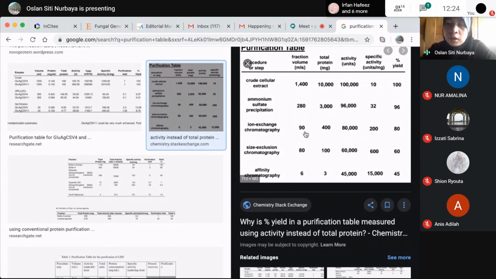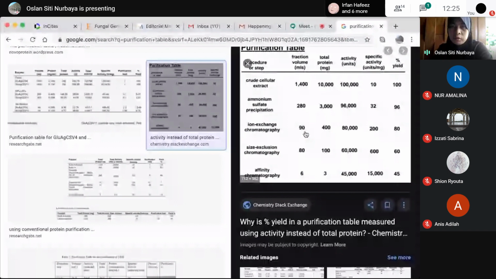For ion exchange chromatography, you have the peak after the elution, when you start to apply your high salt concentration. If you have 18 tubes, each tube has 5 mil, so the total fraction will be 90. 18 multiplied by 5, you get 90. This is how you calculate your fraction volume after IEX.